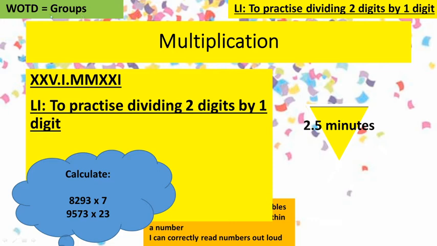So our word of the day is groups. And you might be thinking about the work that we did on Friday, so putting our numbers into groups. So 28 divided by 7, how many groups of 7 can you make from 28? You'd make 4, because 4 times 7 is 28.